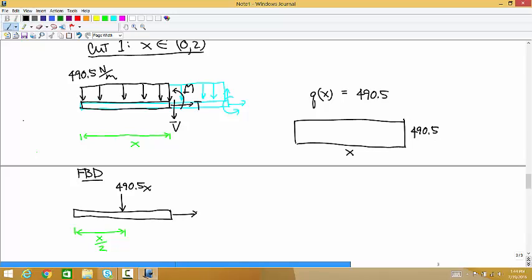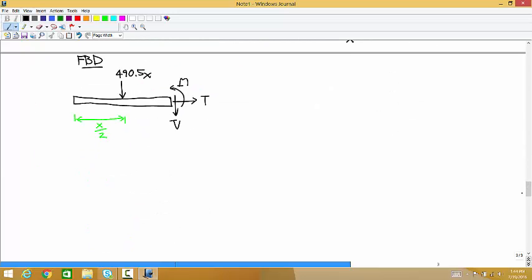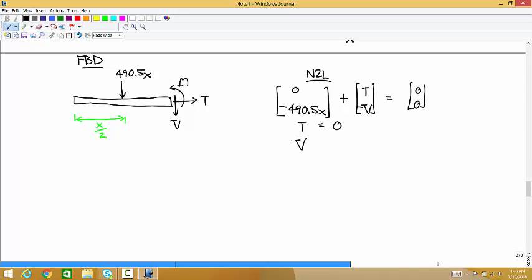And then we have the internal loads. So Newton's second law says 0, negative 490.5x plus t, negative v is equal to zero. So t is 0, v is negative 490.5x.